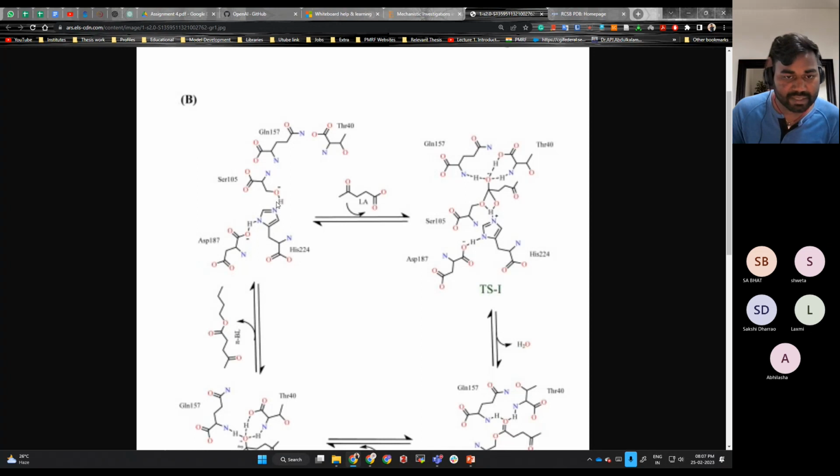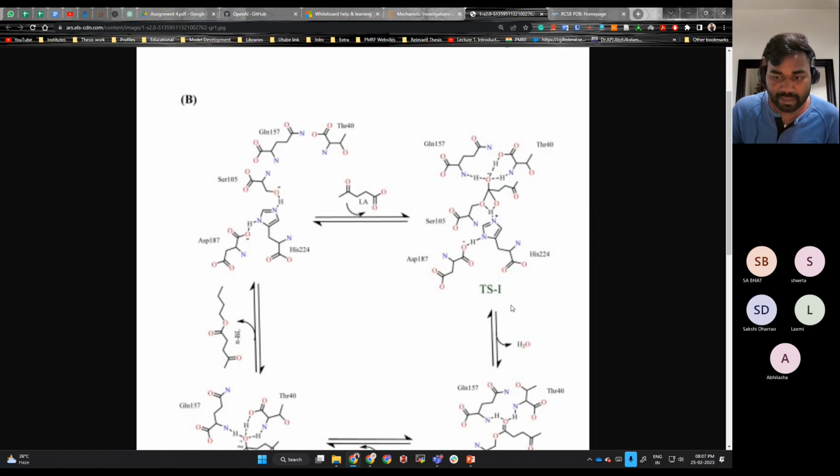This particular negative charge is stabilized by abstracting the hydrogen from serine 105. Serine has the OH side, right? So this hydrogen is abstracted by this histidine nitrogen, and this creates a nucleophilic site. Now this nucleophilic site attacks the carboxylic acid alpha carbon, and thereby it generates this transition state. Now the negative charge generated over this particular transition state is stabilized by the glutamine 157 and threonine 40, and this is how the anionic hole stabilizes this transition state.